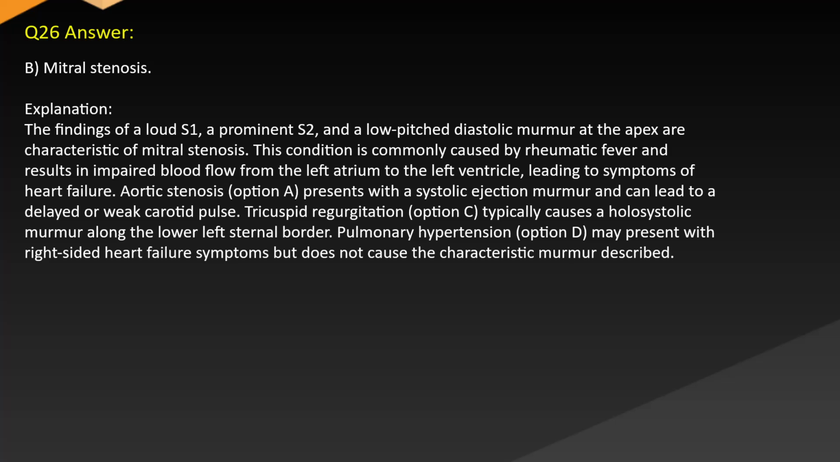Aortic stenosis, option A, presents with a systolic ejection murmur and can lead to a delayed or weaker pulse. Tricuspid regurgitation, option C, typically causes a holosystolic murmur along the lower left sternal border. Pulmonary hypertension, option D, may present with right-sided heart failure symptoms but does not cause the characteristic murmur described.